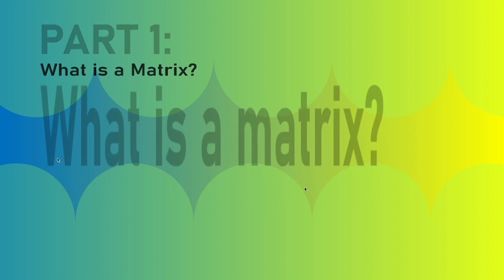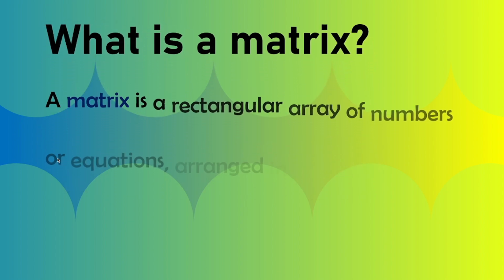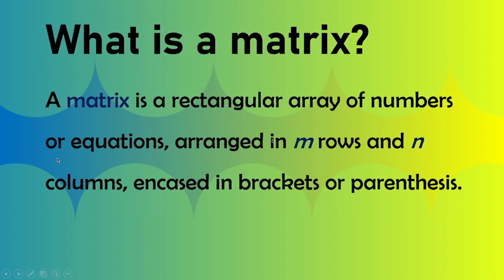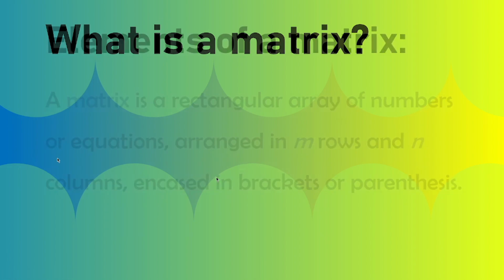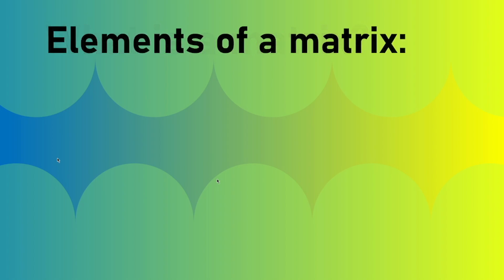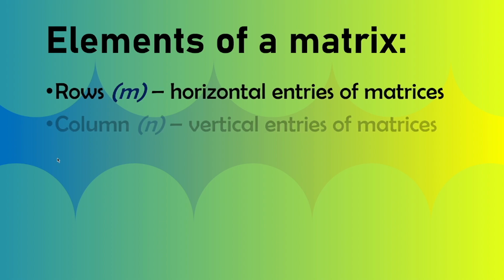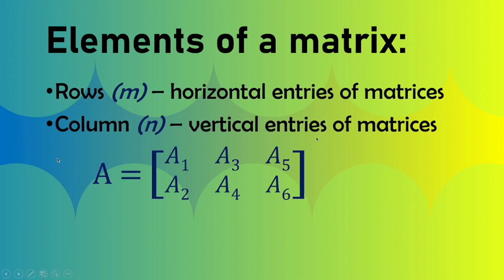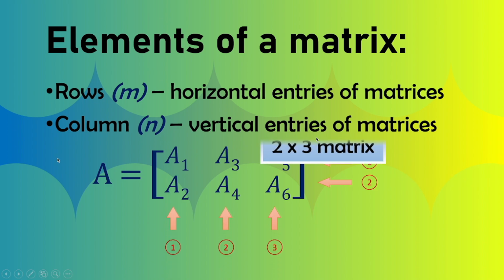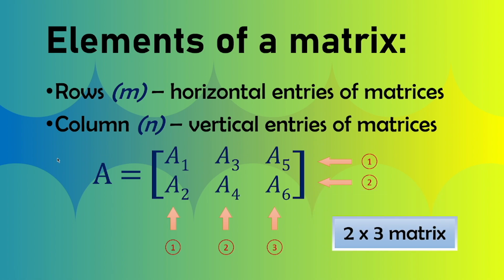What is a matrix? A matrix is a rectangular array of numbers or equations arranged in m rows and n columns, encased in brackets or parentheses. These are the elements of a matrix. They are rows and columns. In this example, there are 2 rows and 3 columns. Therefore, it is a 2 by 3 matrix.